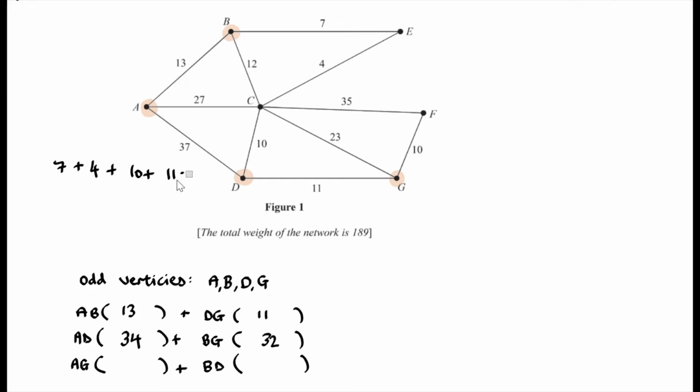Okay, and in terms of AG, starting at A, finishing at G, now we can go 37 plus 11, which is 48.